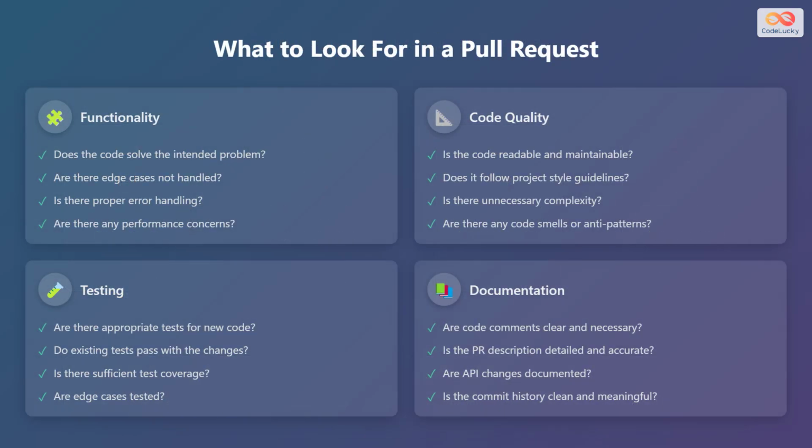When reviewing a pull request, what should you focus on? First, consider functionality. Does the code effectively solve the intended problem? Are there any overlooked edge cases? Is there proper error handling in place? Are there any potential performance bottlenecks?